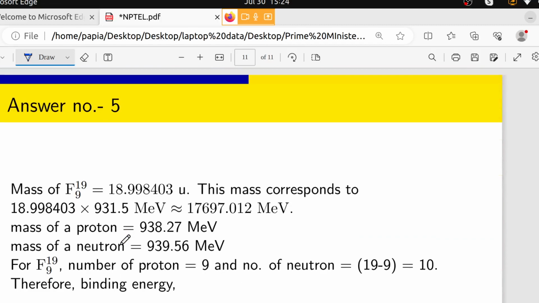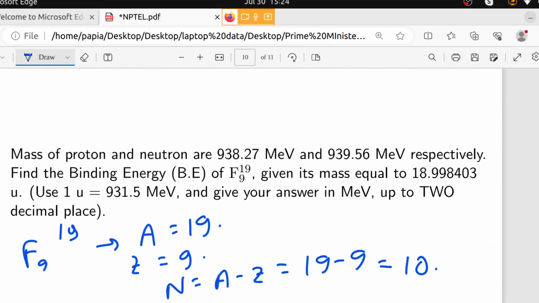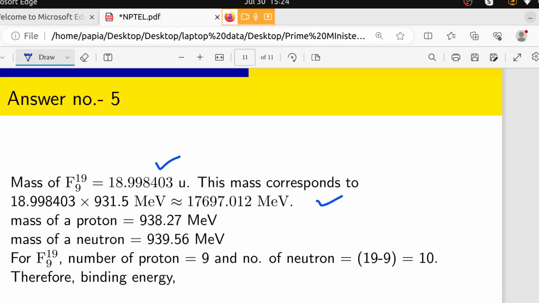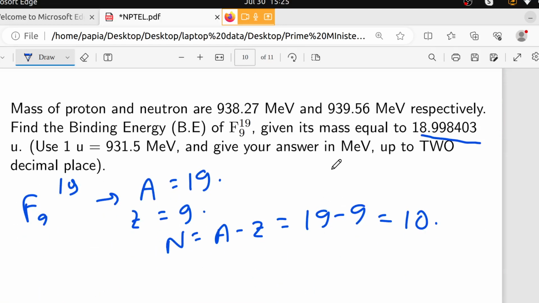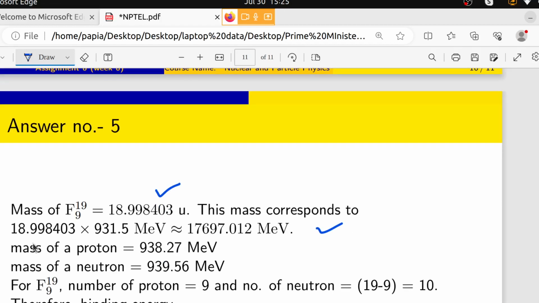So, the mass of fluorine is as mentioned here: 18.998403. This mass should correspond to MeV, because in that question they are asking for the answer in MeV. So we have to convert all the U units, that means atomic mass units, to MeV. As it is given in U, our first task is to convert that U to MeV. So 18.998403 into 931.5 MeV will give us one value, 17697.012 MeV.